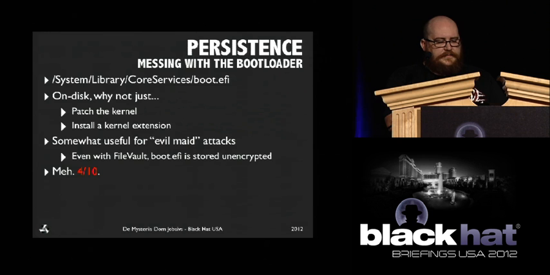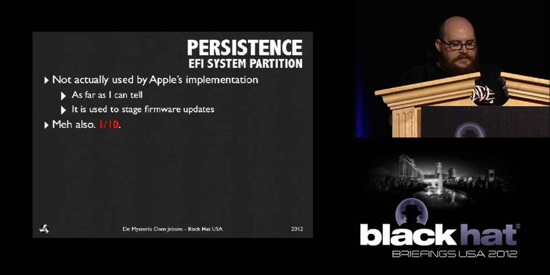So, messing with the bootloader. Since we're already on disk, we might as well just patch the kernel or install a kernel extension rootkit. I guess there's a few reasons for not doing that, because it is useful for evil maid attacks where the OS partition is encrypted and we've only got access to the recovery partition. So we install a shim bootloader that loads the driver and then loads the real bootloader and carries on, or something like that. So even with firmware protection enabled, we can use that in an attack. It's a decent option, but we're on disk, so, yeah, whatever.